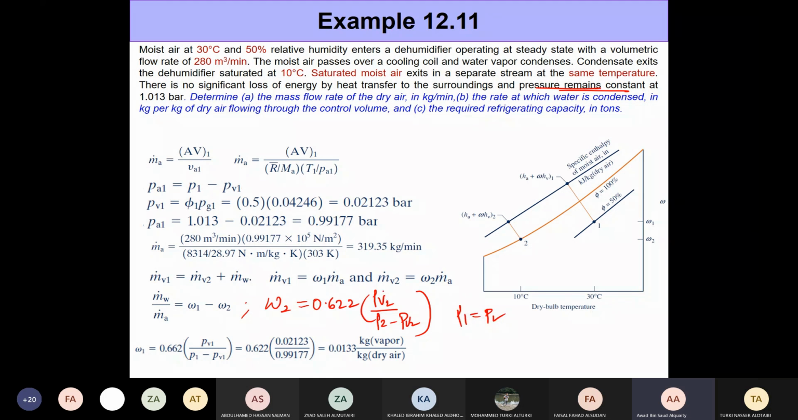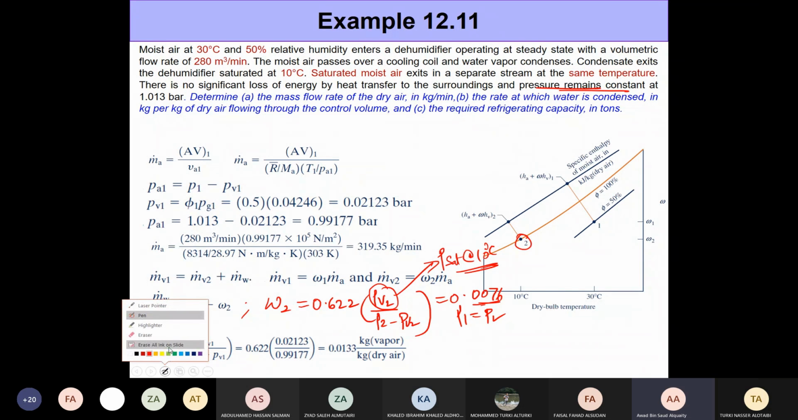Okay. Now PV2 is basically the partial pressure at state 2. We know that at state 2 the air is completely saturated. So PV2 is nothing but Psat at 10 degrees Celsius. So we go to the table, get the value of saturation pressure at 10 degrees Celsius, and plug in the numbers here. Once you do it, this comes out to be 0.0076. Okay, so this is the value that we get for omega 2.